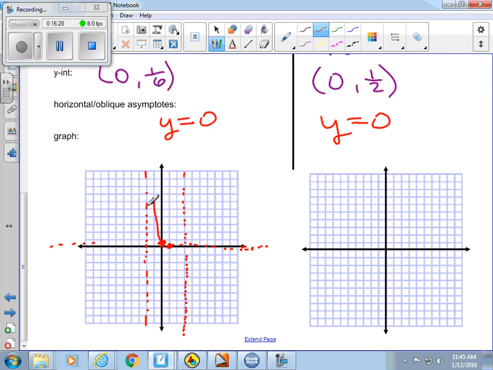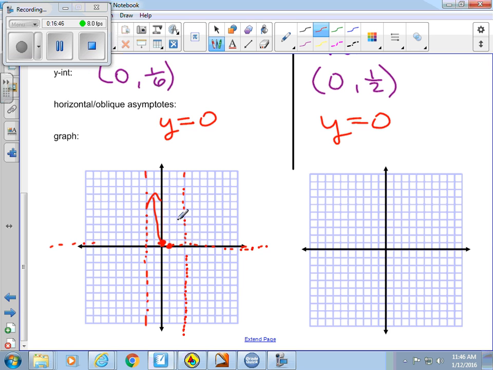So I know this goes up like that here. How do I know that? Because it can't go back down or it would cross the x-axis again. Now, it's not because of the horizontal asymptote that I know that. It's because of the x-intercepts. I found all of the x-intercepts, so there aren't any extras.